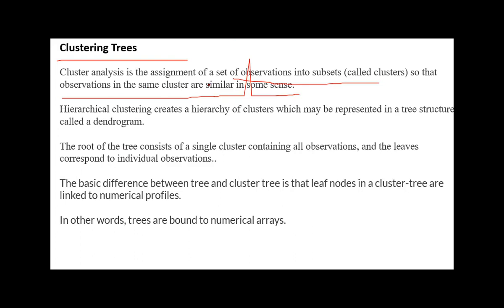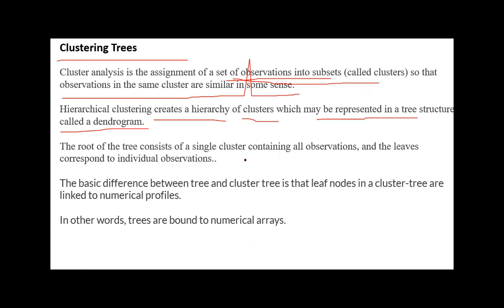Cluster analysis is the assignment of a set of observations into subsets, so that all observations alike are in one cluster. But hierarchical clustering creates a hierarchy of clusters, which may be represented in a tree structure called a dendrogram. So in these clusters also, we are giving a hierarchy, my dear friends.